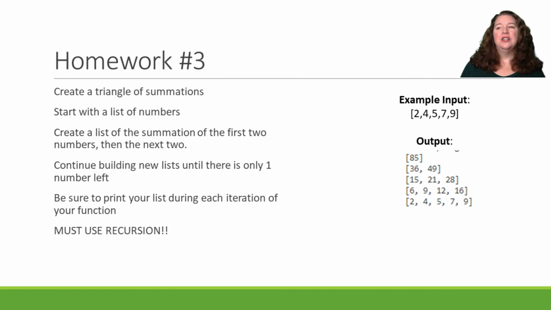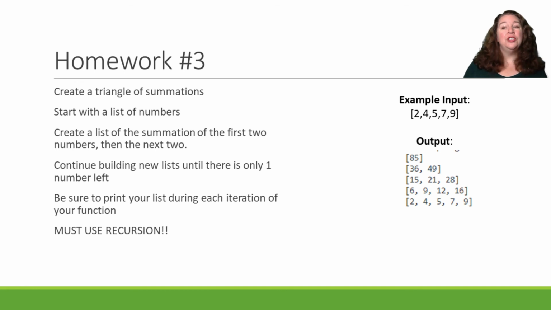So if I were given the input of 2, 4, 5, 7, 9, the next row up from that should be 2 plus 4 is 6, 4 plus 5 is 9, 5 plus 7 is 12, and 7 plus 9 is 16. So that's my next one. Then from that one, I want to do the next one up. So I'm going to do 6 plus 9 is 15, and so on and so forth, until I get to a single number in my list. That's your base case. So your base case will be having a singular number.